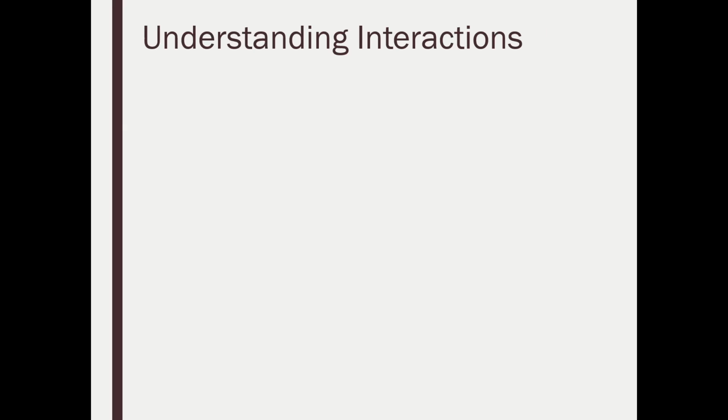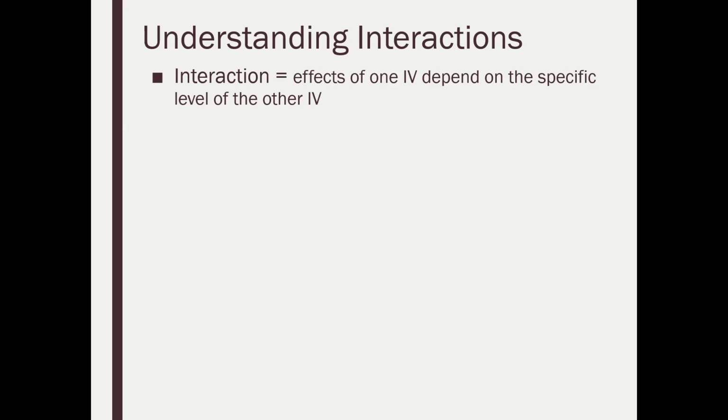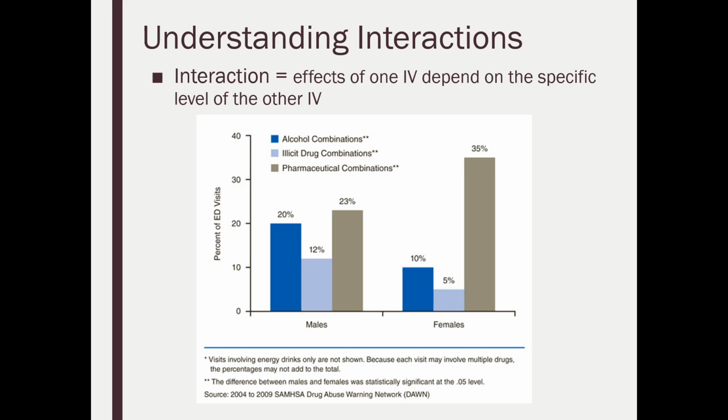So how do we make sense of the interactions that we're exposed to? Well, hopefully I've emphasized this with the examples I've shown, but the definition of an interaction is that the effects of one independent variable depend on the specific level of the other independent variable. So here's an illustration from some medical literature. What they were interested in is whether energy drinks in combination with other things are associated with ER visits.